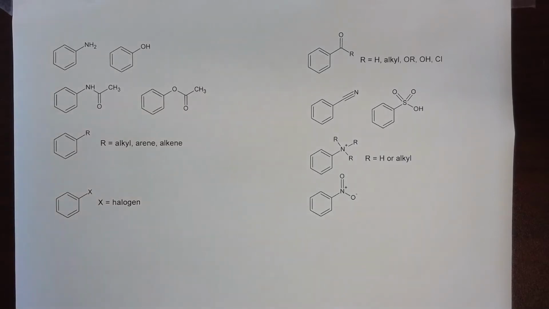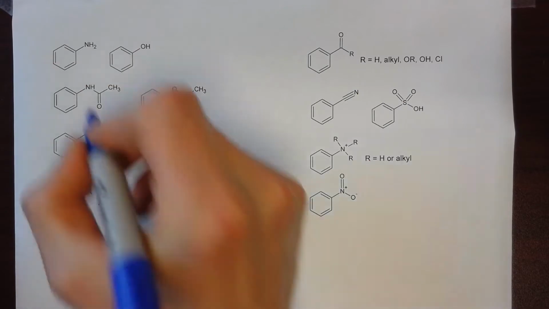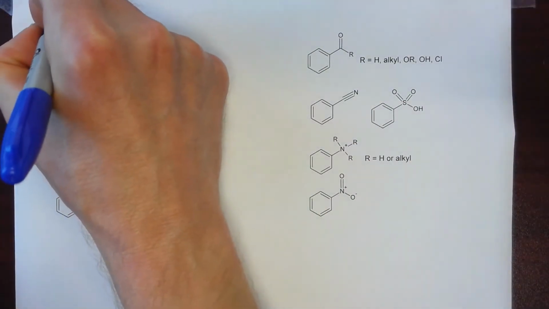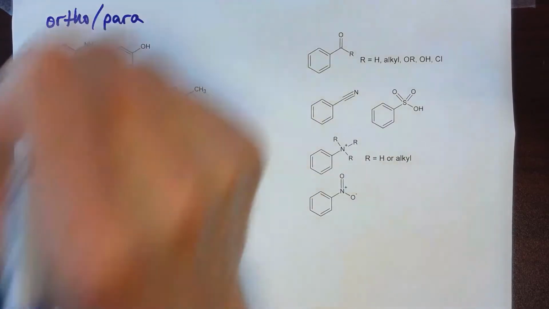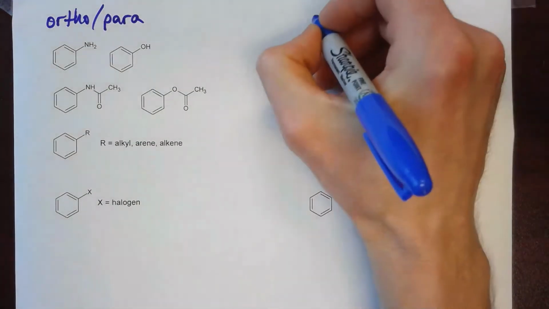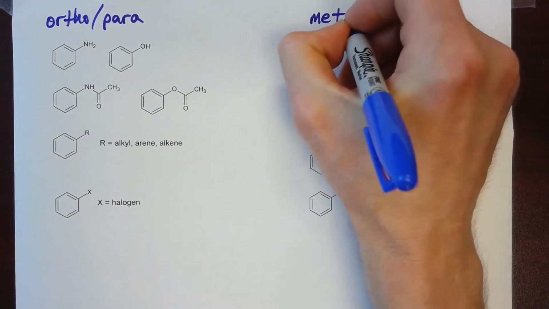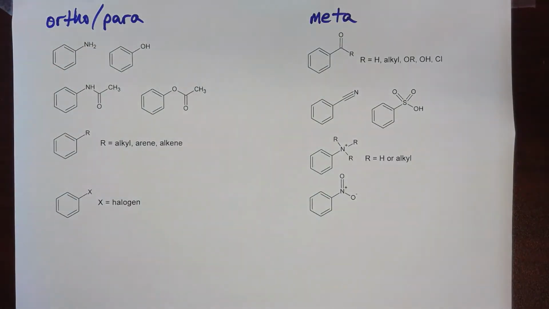I'd like to take a look at ortho-para directing groups and meta-directing groups and activating and deactivating groups. Over here on the left, I have ortho-para directing groups, and on the right we have meta directing groups. And if we just take a look at these, we notice some differences.